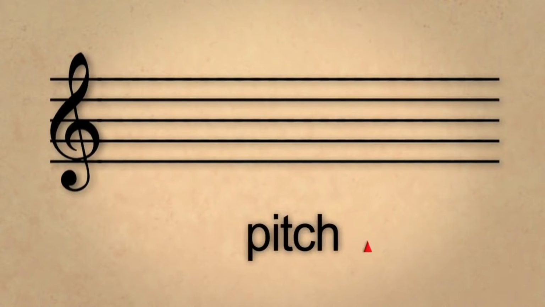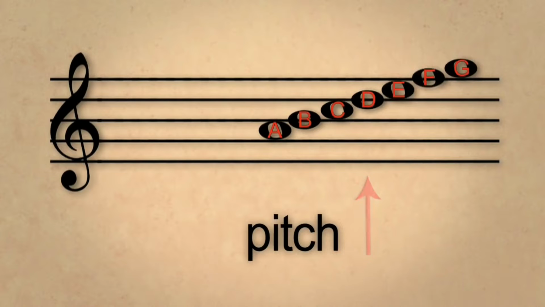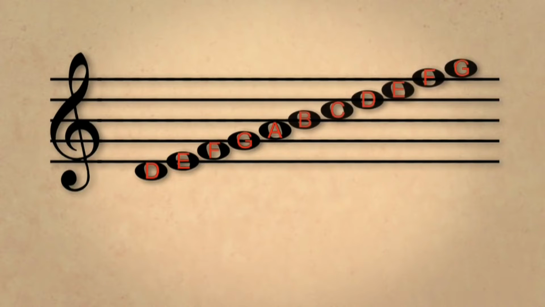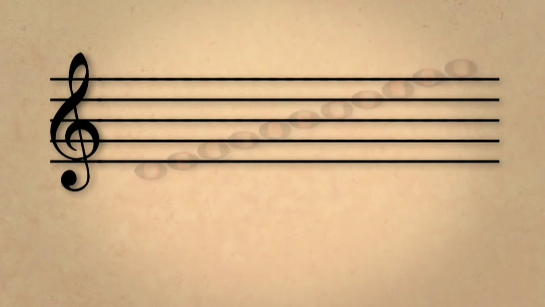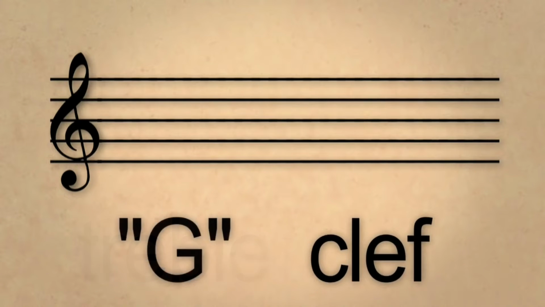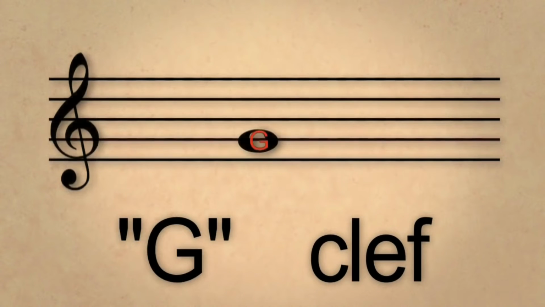As the notes ascend, the pitch becomes higher. When the notes descend, the pitch becomes lower. This is true of all traditional music notation. The treble clef is sometimes called a G clef because it circles the G on the 2nd line.